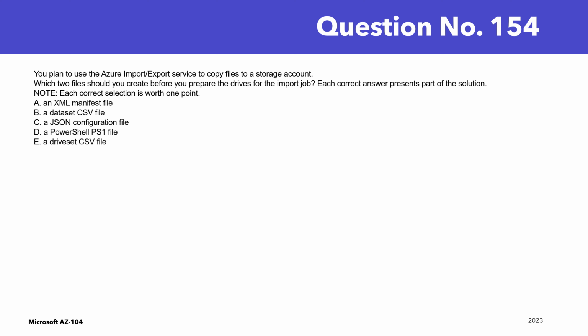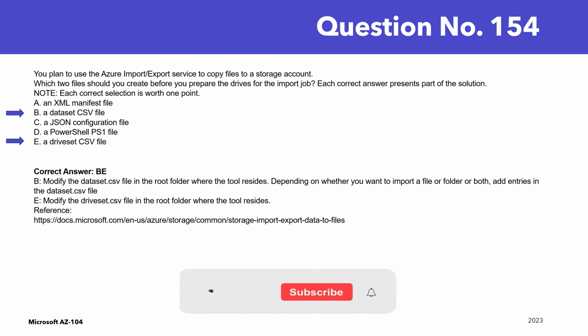You plan to use the Azure Import/Export service to copy files to a storage account. Which two files should you create before you prepare the drives for the import job? Each correct answer presents part of the solution. Note: each correct selection is worth 1 point. A. An XML manifest file. B. A dataset CSV file. C. A JSON configuration file. D. A PowerShell PS1 file. E. A drive set CSV file. Correct answer: B and E.